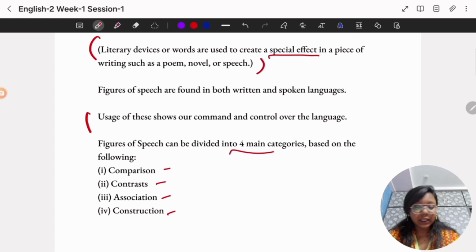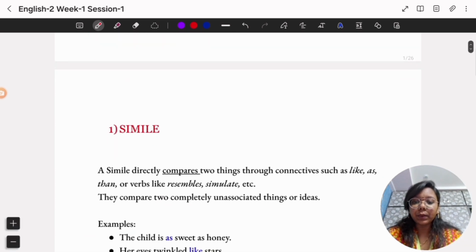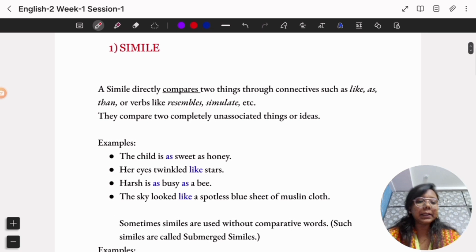Simile, metaphor, personification come under comparison. Antithesis comes under contrast. Synecdoche and metonymy come under association. And coming to construction, we would not have any figure of speech that is based on construction in our syllabus as of now, but climax and all come under construction. So yeah, let's move forward. And the first one being simile.